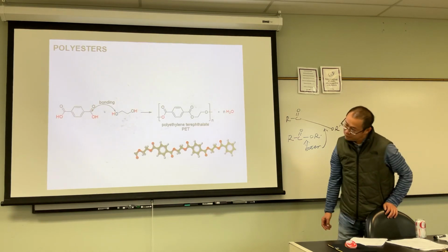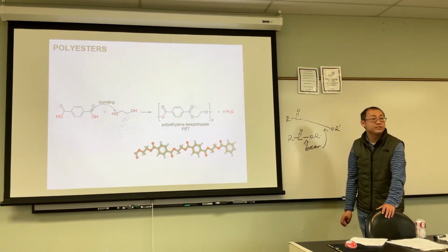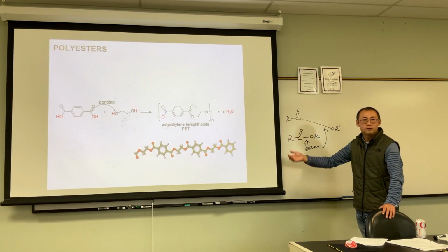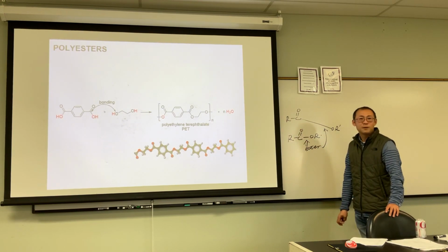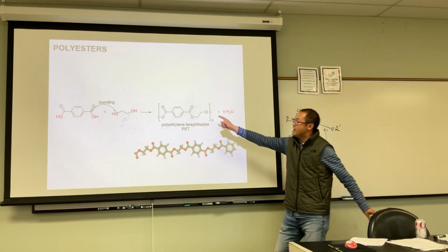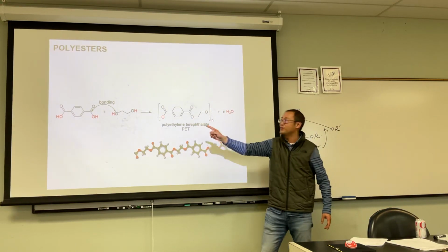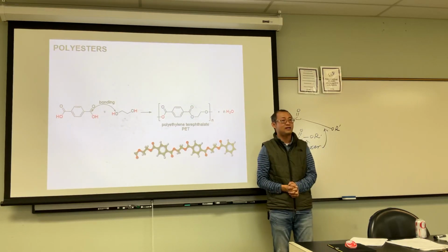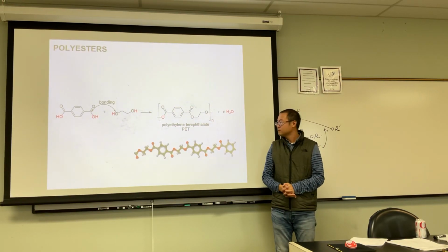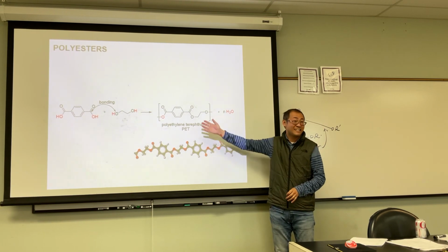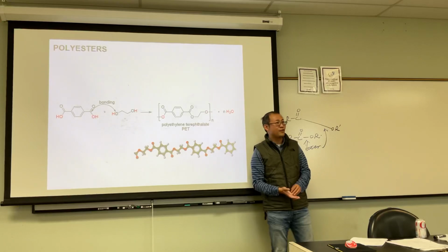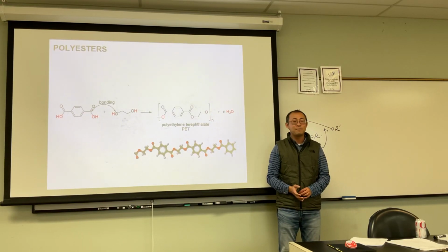And here is the structure of the one we just talked about. In order to simplify the structure, we know it's AB, AB, AB, repeating. So we just put one AB in the parenthesis, then put an n like we did before. You guys remember that? This has a name. The full name, I'm pretty sure you've never heard, but the short name, the abbreviated name, is PET.